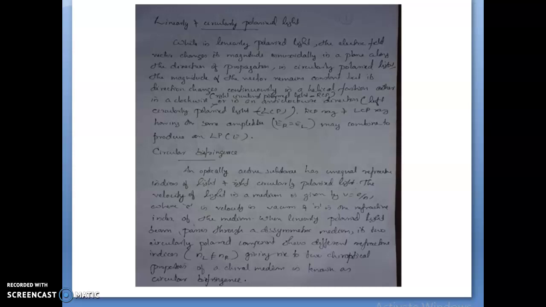Hi students, here we are going to discuss circular dichroism and optical rotatory dispersion. Circular dichroism is denoted as CD and optical rotatory dispersion is denoted as ORD. For knowing CD and ORD, we have to know more about what is plane polarized light, or linearly polarized light, and what is circularly polarized light.